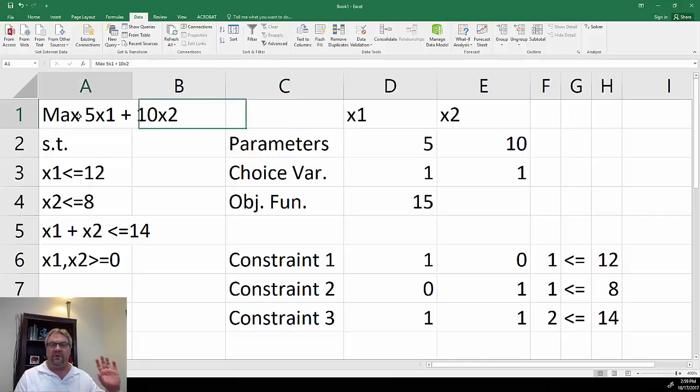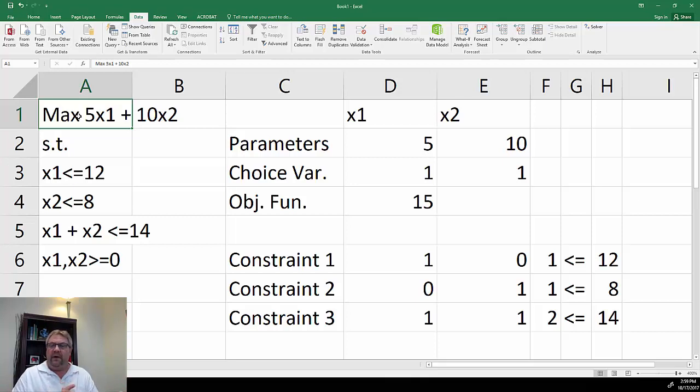So what I'm going to do is start with this problem. This is the problem from week 1. This was that maximization problem that I solved for you graphically, and then I solved it in Excel. And now I'm going to solve it in Excel again. But now we're going to look at the sensitivity reports that Excel provides for us.